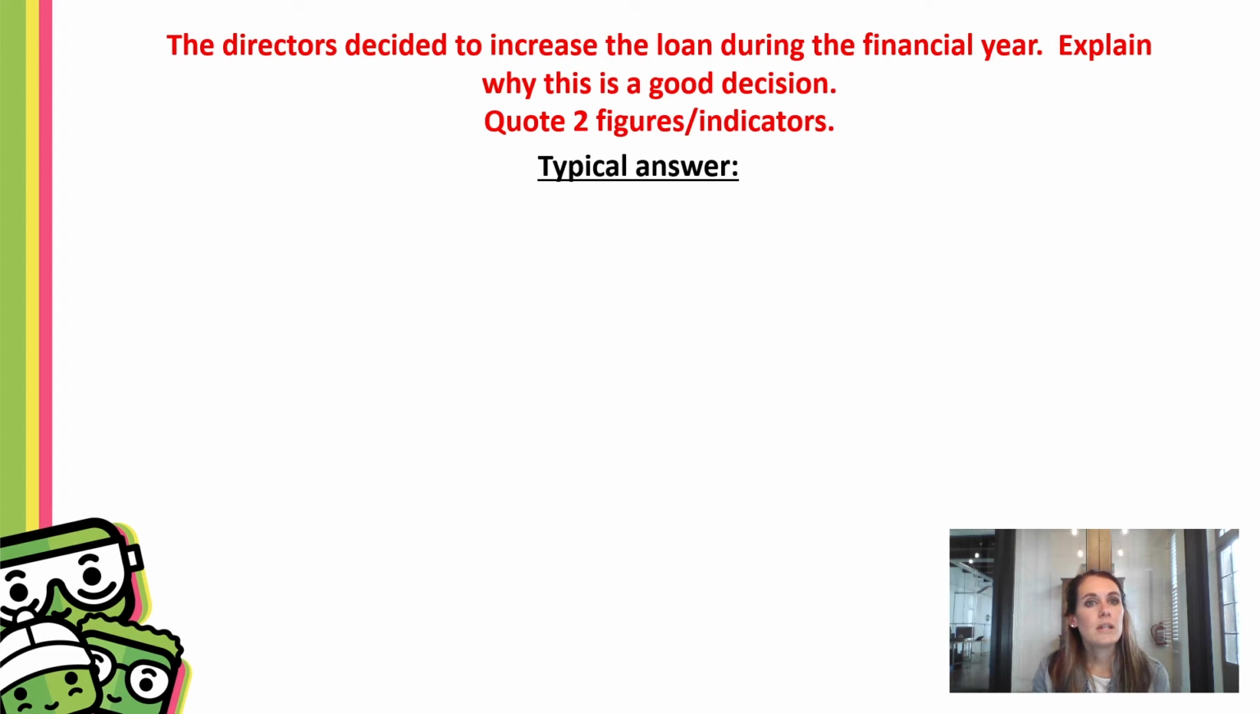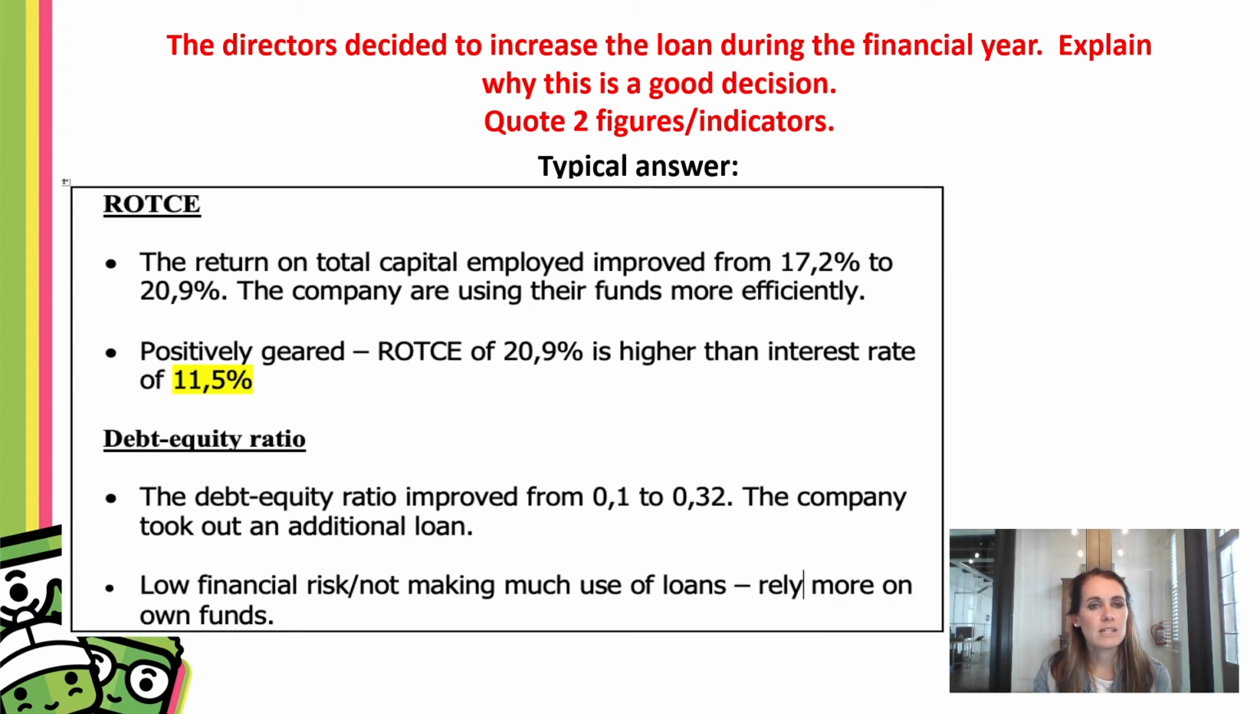Right, so the directors decided to increase the loan. Is this a good decision? So here's my typical answer. I need to comment on the return on total capital employed. I'm saying that it improved and that the company are therefore using their funds more efficiently. I also then say that it's positively geared because that ratio is higher than the interest rate on the loan. And then I end off saying that the debt equity improved.